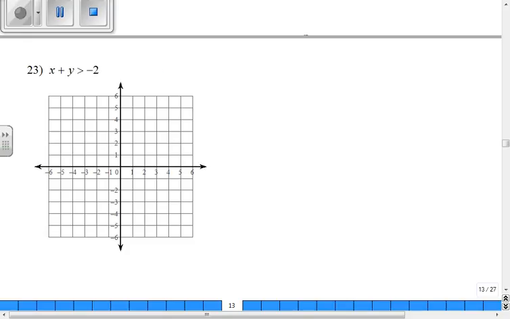Problem 23 asks us to graph the linear inequality. Since it's referred to as a linear inequality, we know that it's going to be in the form y equals mx plus b, except since it's an inequality, it's not going to have an equal sign here. It's going to have my inequality sign. So I need to put my inequality in that format.